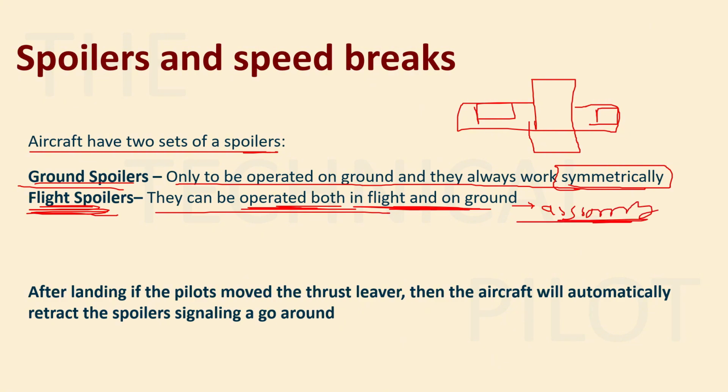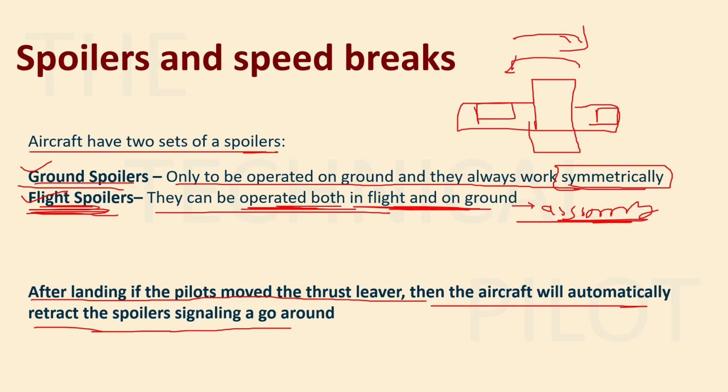So they can be operated asymmetrically to roll the aircraft to either direction. Again, this is in part one, if you remember. So there are these two types, ground spoilers and flight spoilers. After landing, if pilots move the thrust lever, then the aircraft will automatically retract the spoilers, signaling a go around, right? So after landing, this is the protection system in the aircraft.